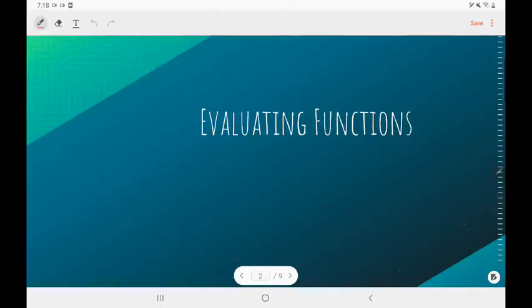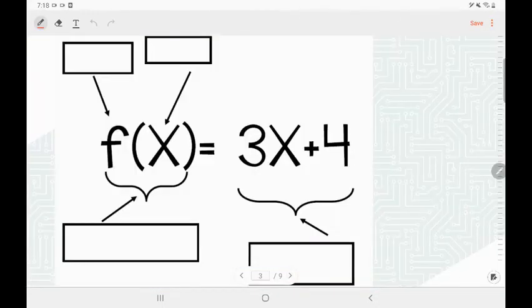Today we're going to be evaluating functions. So to start with, let's look at a function that is an equation. I have f of x. Remember, I can read this by saying f of x. The parentheses do not mean multiplication.